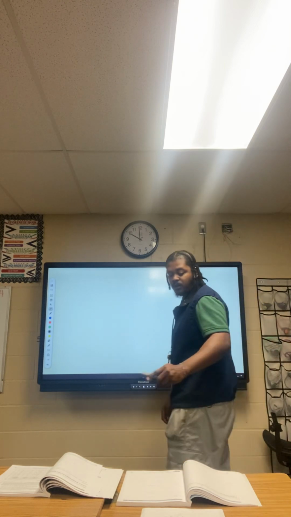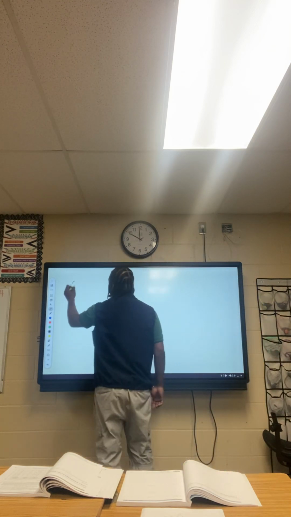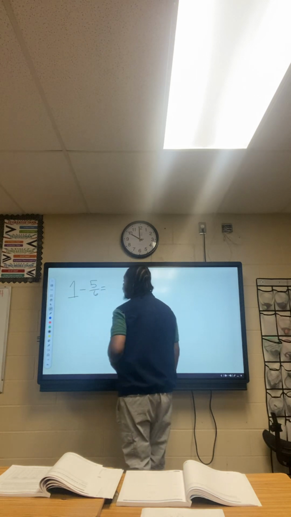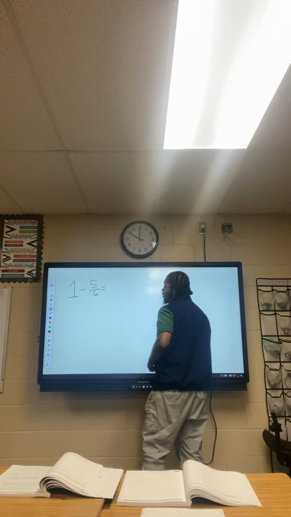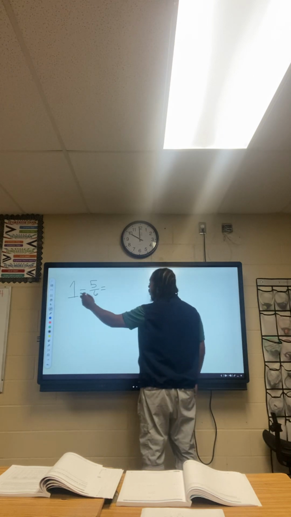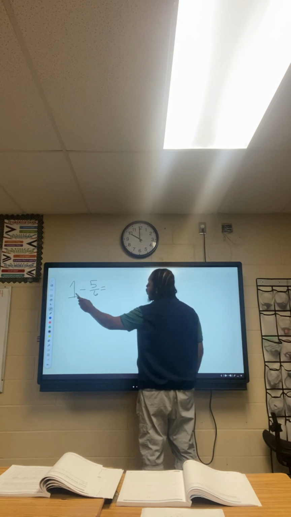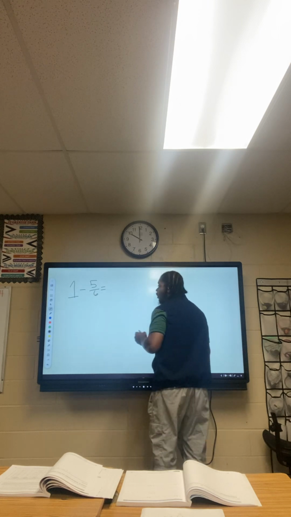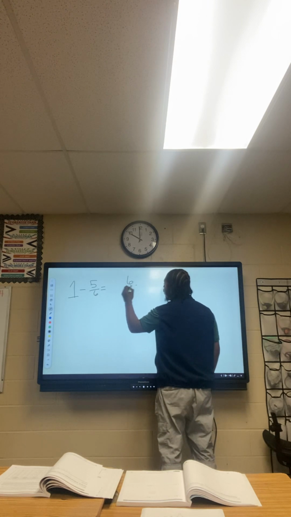So first is number 1A. It says 1 minus 5/6. All right, so we're going to solve this one regular first, then do a rectangular fraction model, okay? So we have 1 minus 5/6, and we know we cannot subtract that because we don't even have a denominator here. And so we need to turn 1 into a fraction that has the same denominator as 6, okay? So what we're going to do is we're going to put 6 over 6.